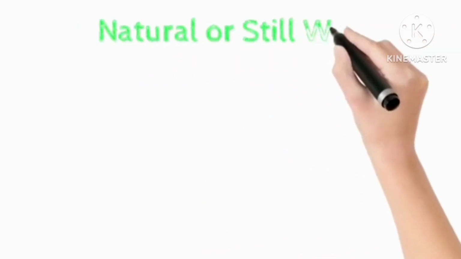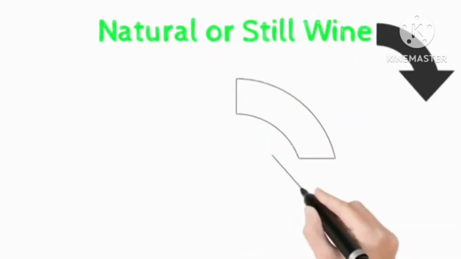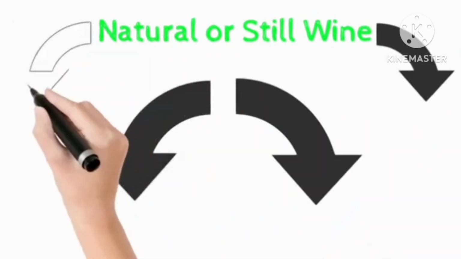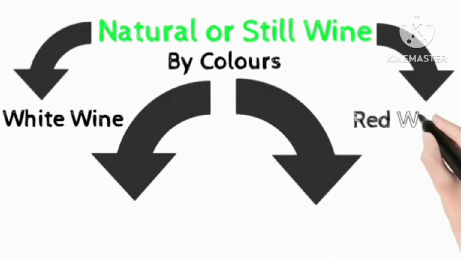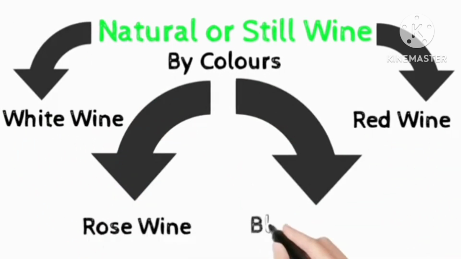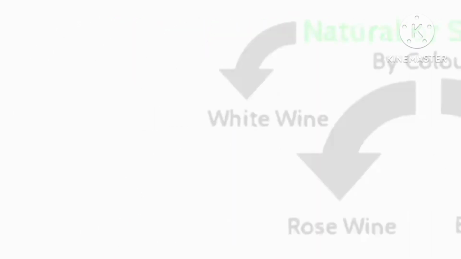Natural or still wine. There are 4 types of still wines which are differentiated by the colors: white wine, red wine, rose wine, blush wine. Let's start with white wine.